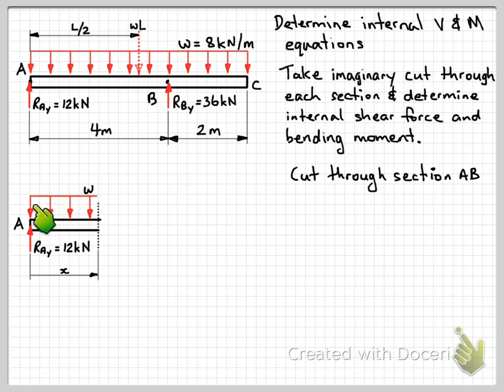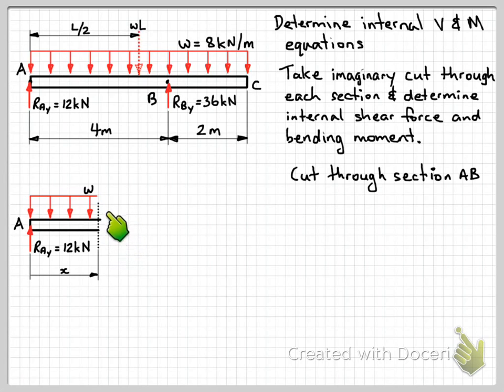Now for this part of the beam to be in equilibrium, which it is, we'll need to have an internal vertical force for the sum of the vertical forces to be equal to 0. So that of course will be the internal shear force, and we'll also need to have a bending moment to keep the sum of the moments equal to 0.